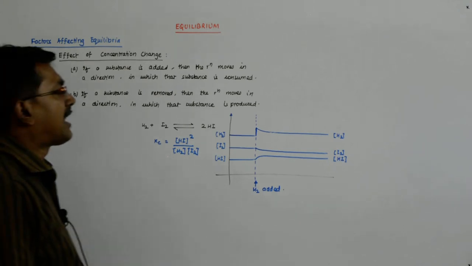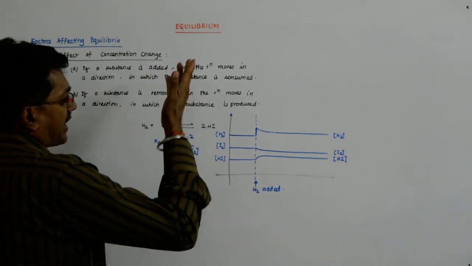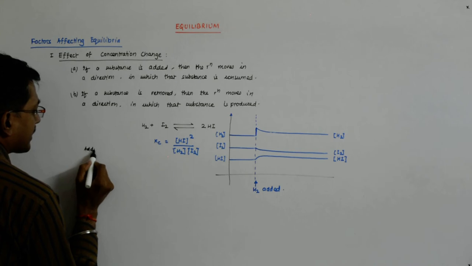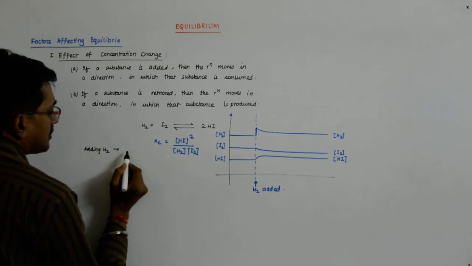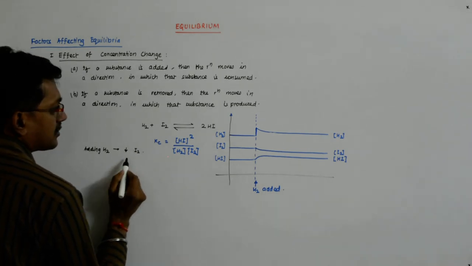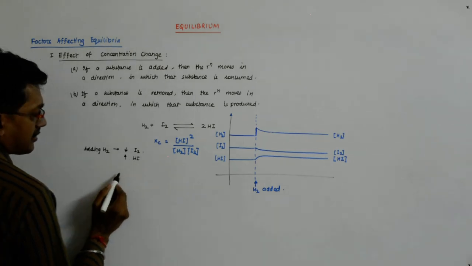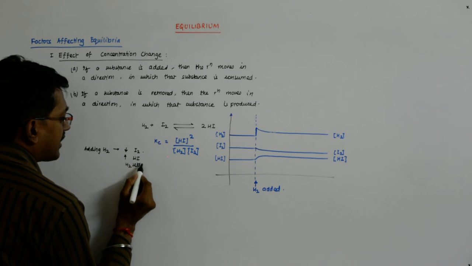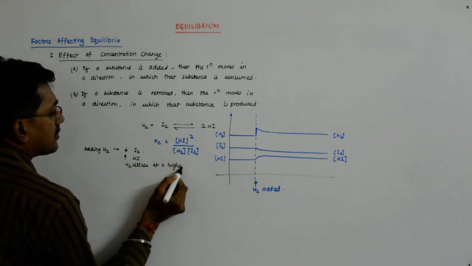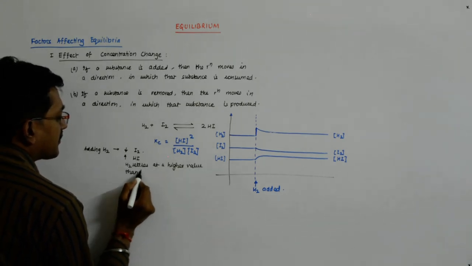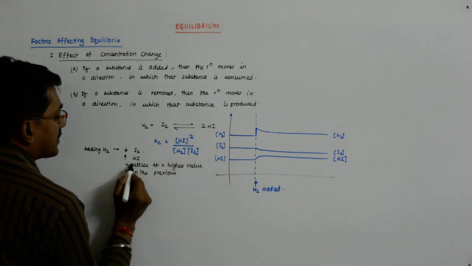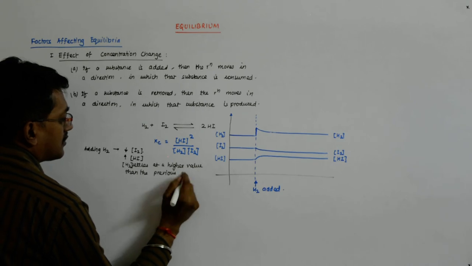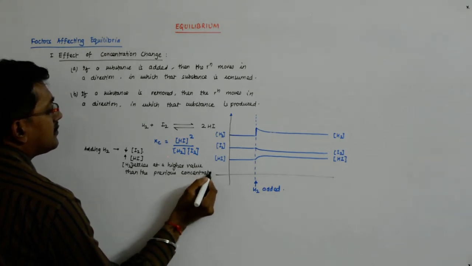Do we get the point? What would have happened if you had added maybe HI? So adding hydrogen gas does what? Decreases I2, increases HI, and H2 settles at a higher value than the previous concentration, this H2.